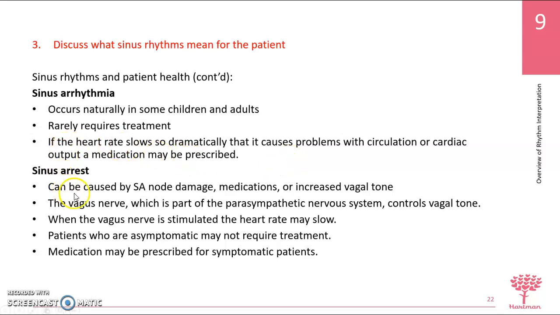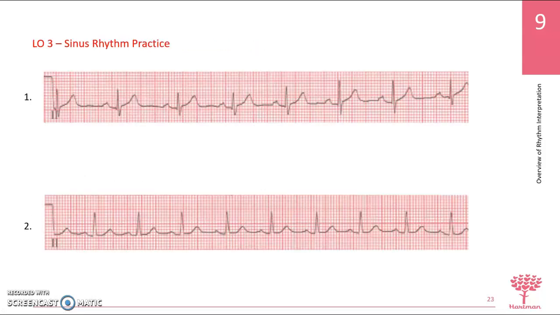So, sinus arrest. This can be caused from SA node damage, and medications can cause it. And increased vagal tone. Vagal tone is talking about the vagus nerve, which is one of your cranial nerves, which goes around and controls all kinds of functions throughout your whole body and your organs and systems. So if the vagus nerve is an issue, then the heart may slow, and that's something that would have to be addressed. But patients who are asymptomatic may not need treatment, but there is medication that can be used.